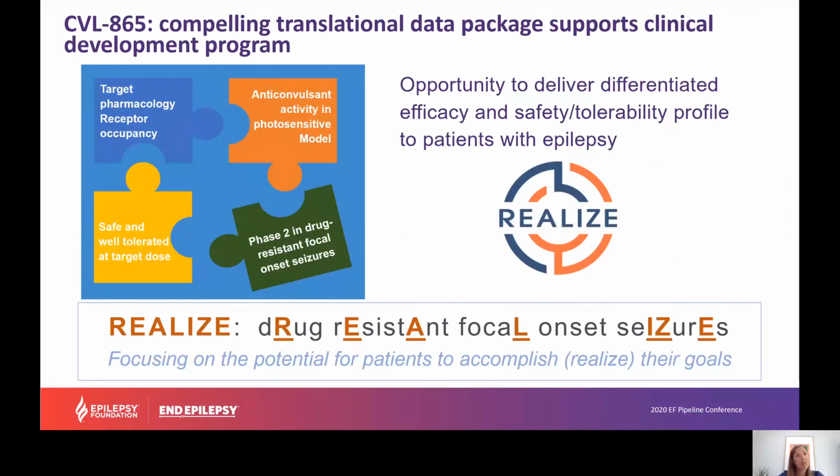In the interest of time, I haven't covered all the data available with CVL-865, but there's more available in the public domain. So we have target pharmacology data and receptor occupancy. I've briefly shown you the anticonvulsant activity in the photosensitivity model, and that we're safe and well tolerated at our target dose. So really the next piece in the puzzle is a phase 2 study in drug-resistant focal onset seizures, and this is our REALISE trial. And our focus is on the potential for patients to accomplish or realise their goals.